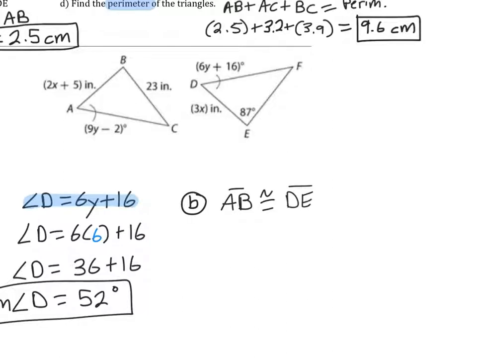Okay, so now we can substitute what we know. We know that AB is 2x plus 5, and we know that DE is 3x. So now all we need to do is solve.